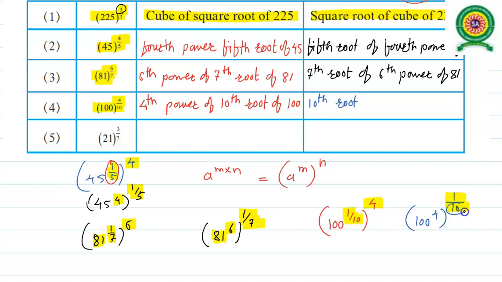Look at the denominator, we are having 10, so it is 10th root of whom? Now integer as the power, so it becomes 4th power of 100. So we are writing 4th power of 100. Look at the last number, 21 to the power 3 by 7. So we are reading firstly the power and nextly the root.